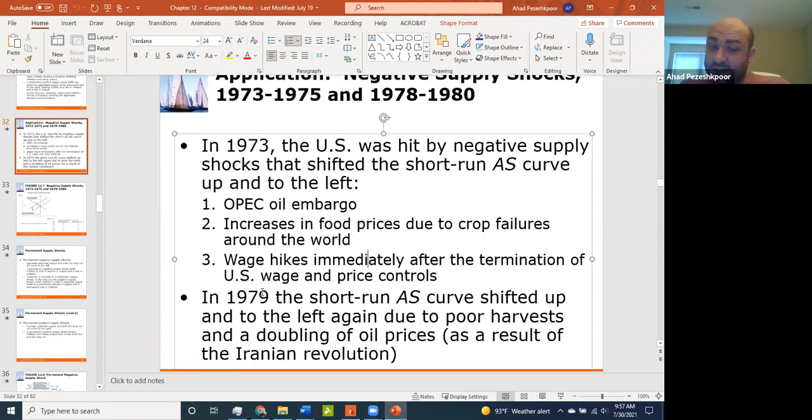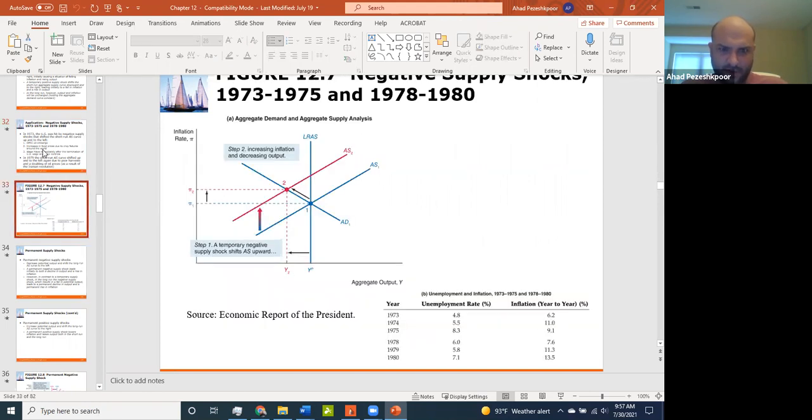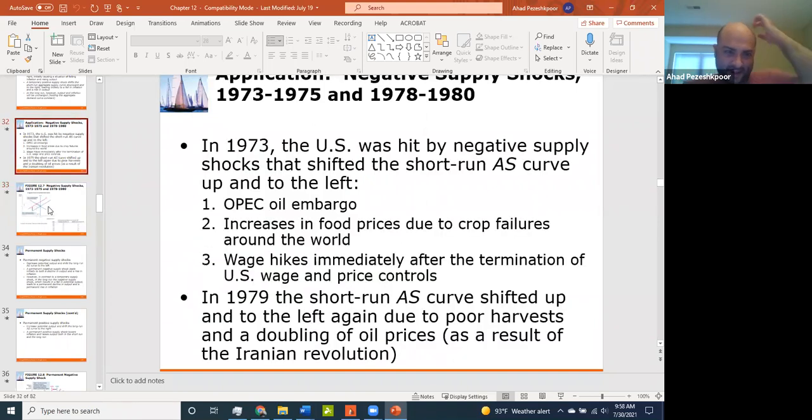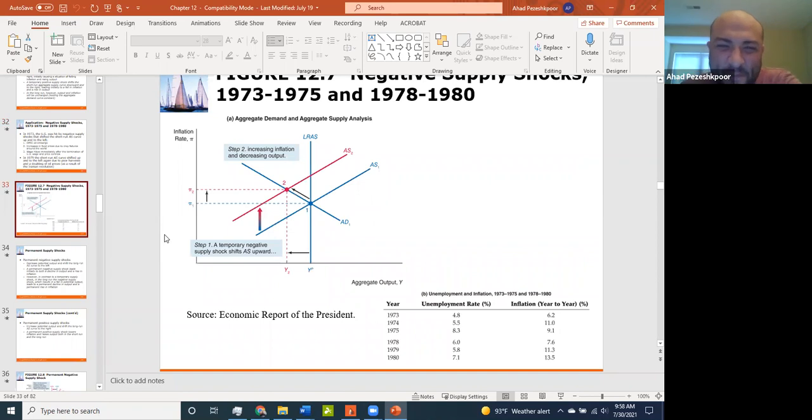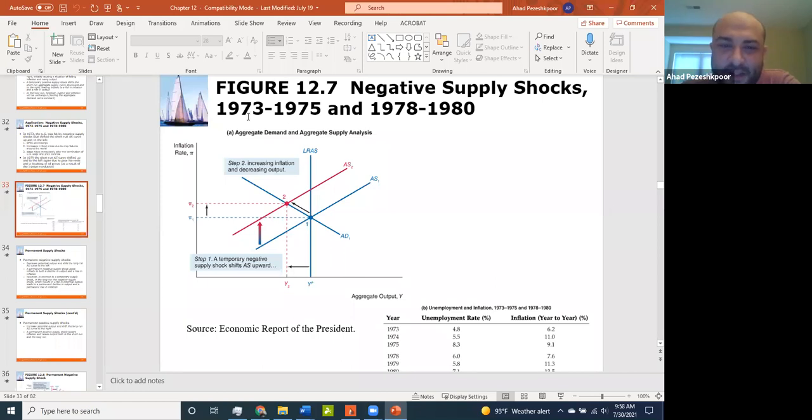In 1979, the short-run aggregate supply curve shifted up and to the left because of these negative shocks to supply, due to poor harvest and a doubling of oil prices as a result of the Iranian Revolution. Negative supply shock in 1973 to 75 and 78 to 80.